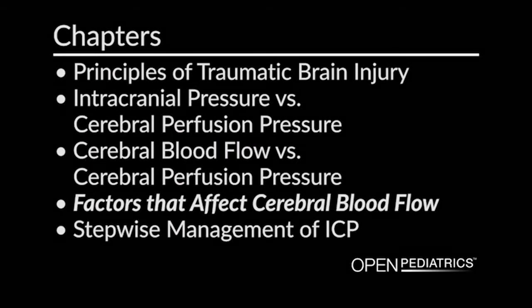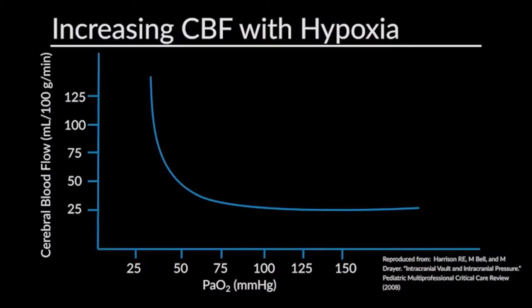Factors that affect cerebral blood flow. So I like to talk about a couple of factors that in particular affect cerebral blood flow. One of them is the oxygen content in the blood. And you can see on this graph here that at a normal PaO2, which would likely be somewhere between 75 and 100, you have a relatively normal cerebral blood flow, which is anywhere between about 40 to 60 milliliters per 100 grams per minute. As the oxygen tension in the blood begins to drop, closer to the 40 range, you start to see a large increase in cerebral blood flow.